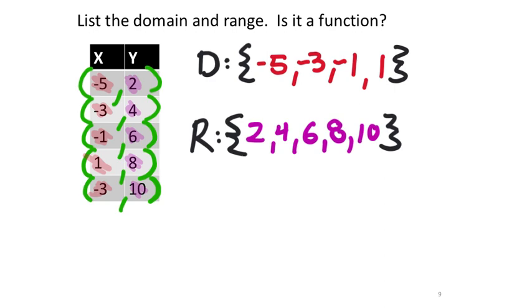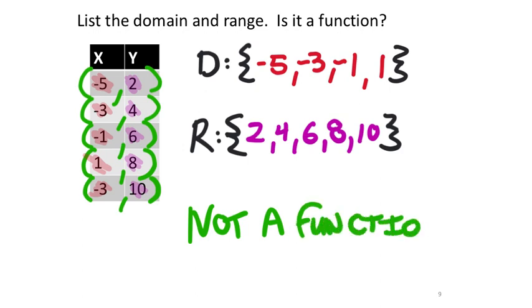Now the range has 5 values, whereas the domain has 4 values. And even just from that information, you can tell pretty quick that this one is not a function, okay? Now, again, that may take some time to really understand that. So let's go back and look at what we've been doing.